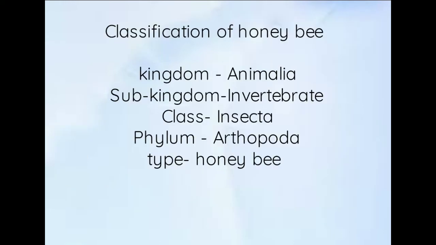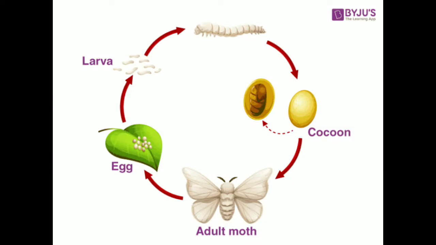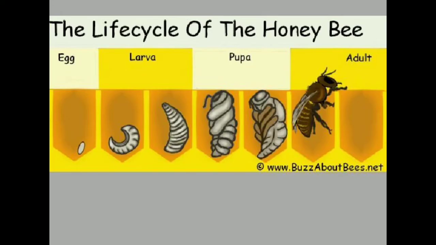Classification of honeybee: Kingdom Animalia, Subkingdom Invertebrata, Class Insecta, Phylum Arthropoda, Type Honeybee. This is the life cycle of silkworm. This is the life cycle of honeybee.